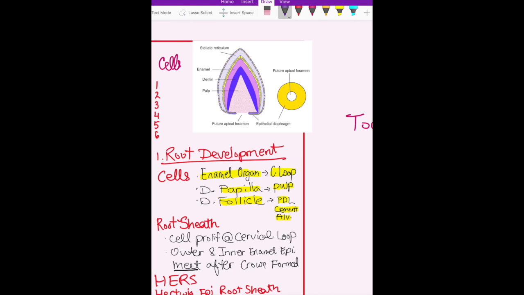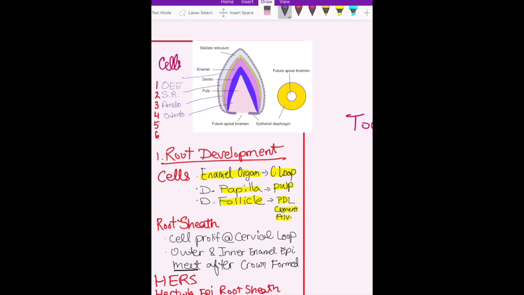And if we just talk about the cells from our previous tooth development, we know that we have these outer enamel epithelial. We have the stellate reticulum. We have our ameloblast, which will lay down the enamel. And then on the other side of dentin, we will have odontoblasts that are laying down dentin. And then finally, we have the pulp.